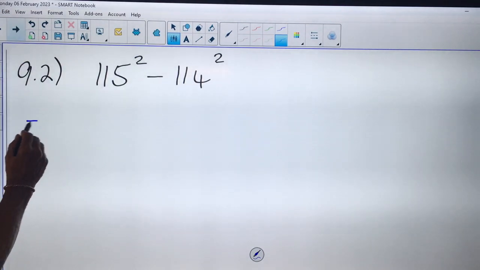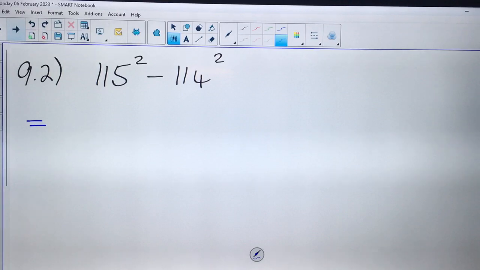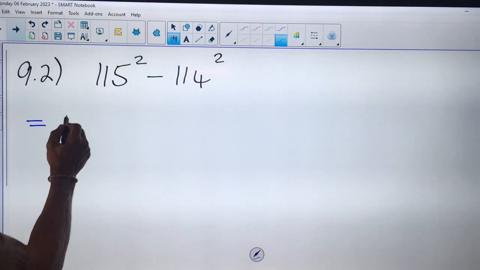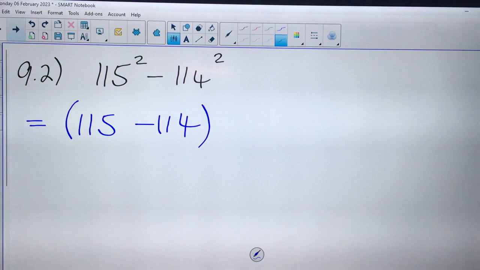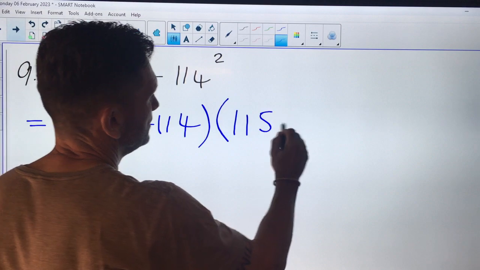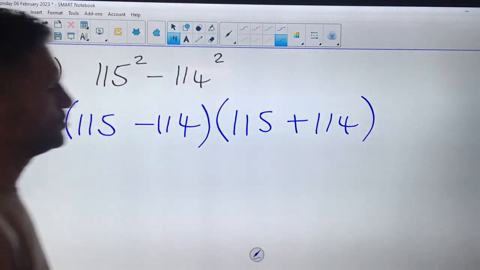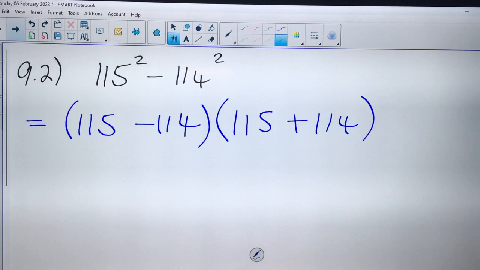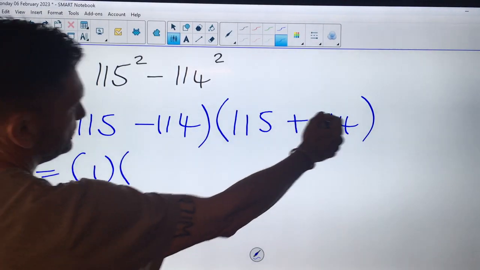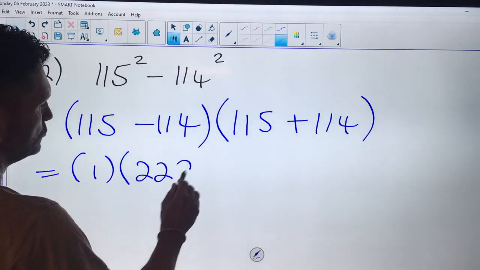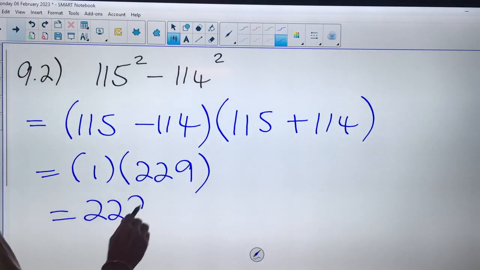And this one, because I said there behind the question, no calculator. But you can do it with a calculator, but you're not allowed to in this case. It's 115 minus 114. So I'm using the difference of two squares, and this is 115 plus 114. You see that? So 115 minus 114 will give us 1, and 115 plus 114 will give us 229. So final answer, 229.